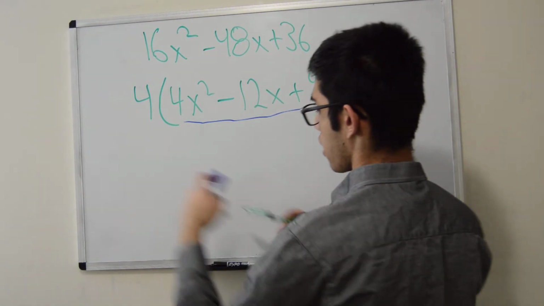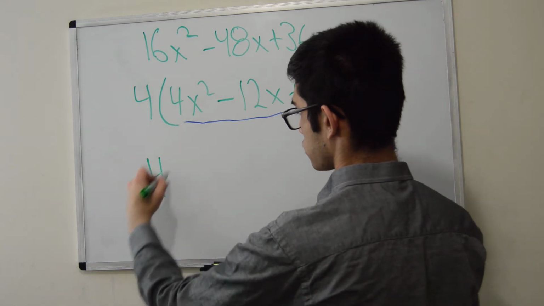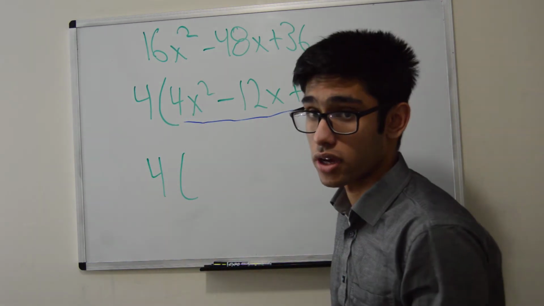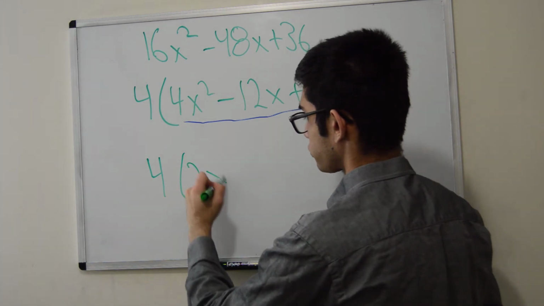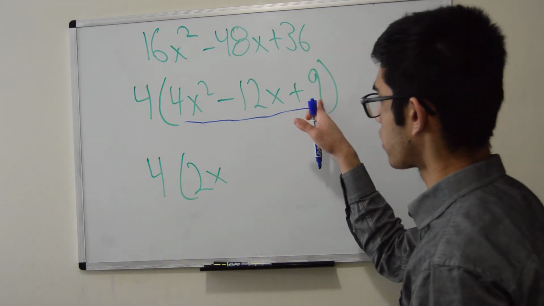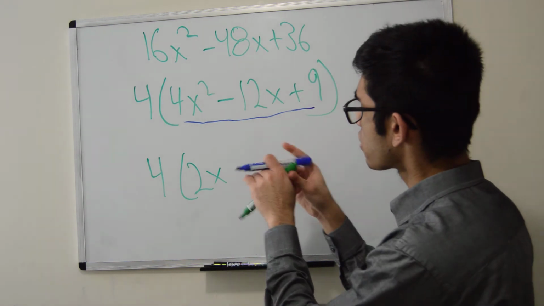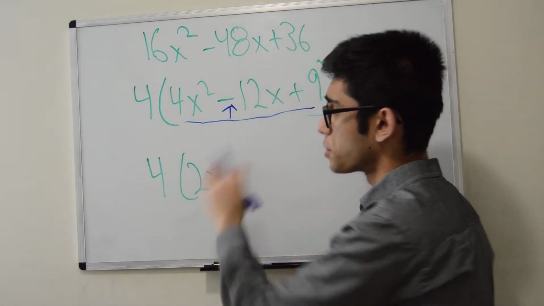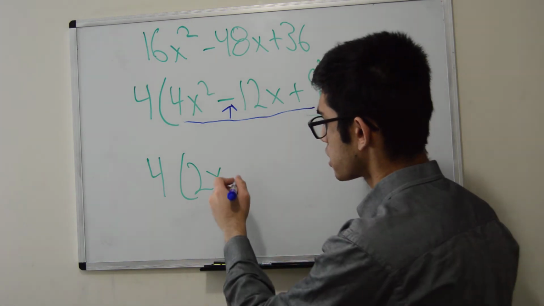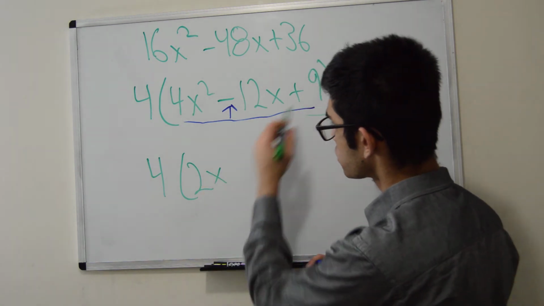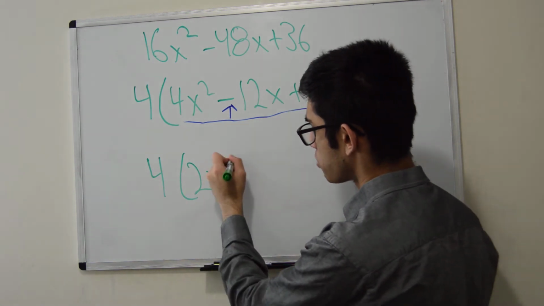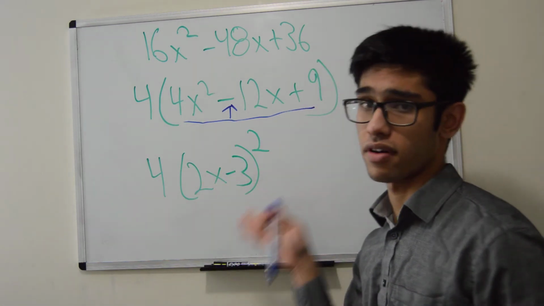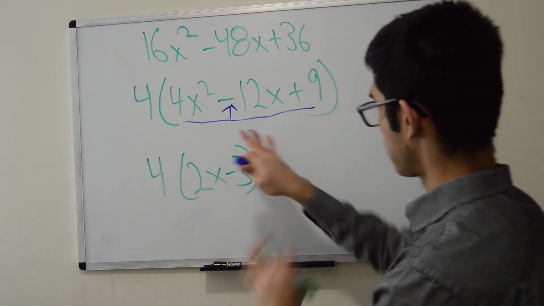So I'll have 4 on the outside, but to factor this, I take the square root of 4x squared. Well, the square root of 4x squared is just 2x. And what's the square root of 9? Well, that's 3. But notice how there's a negative here, right? In all our previous cases, the middle number was always positive. Well, all the middle number does here is that instead of writing 2x plus 3 as my factor, I'll write 2x minus 3, right? And I'll put a squared symbol, because that's how I factor perfect squares, right? And that's all there is to it.